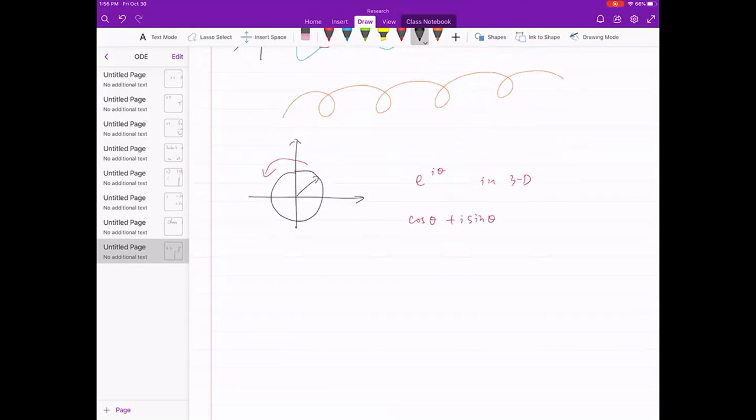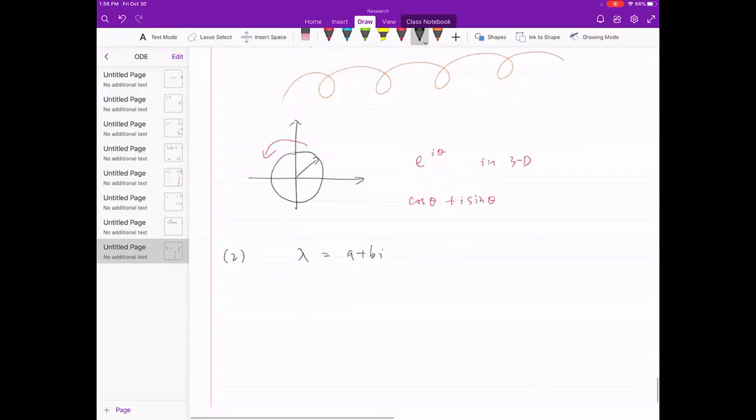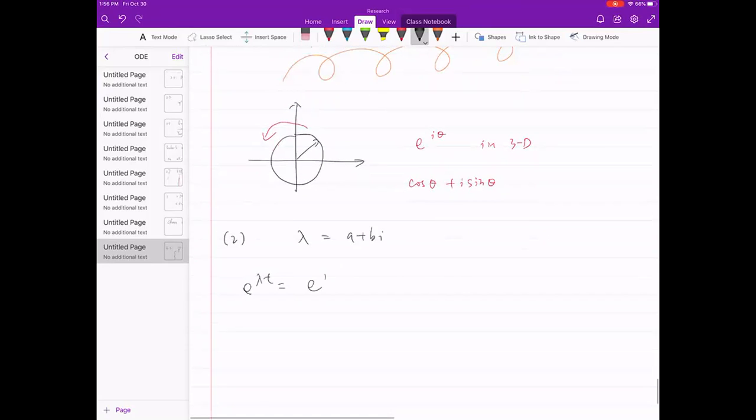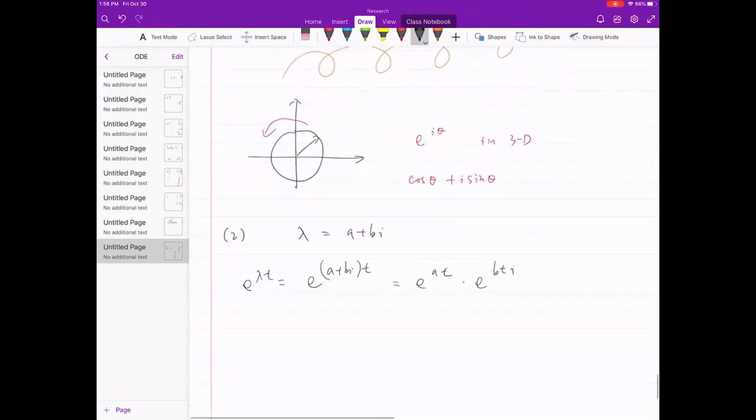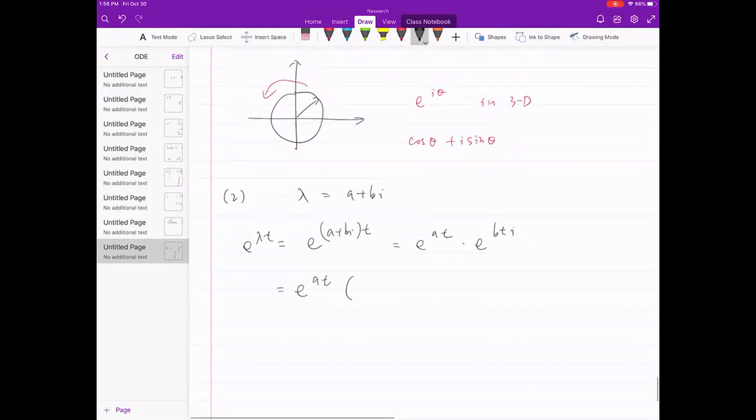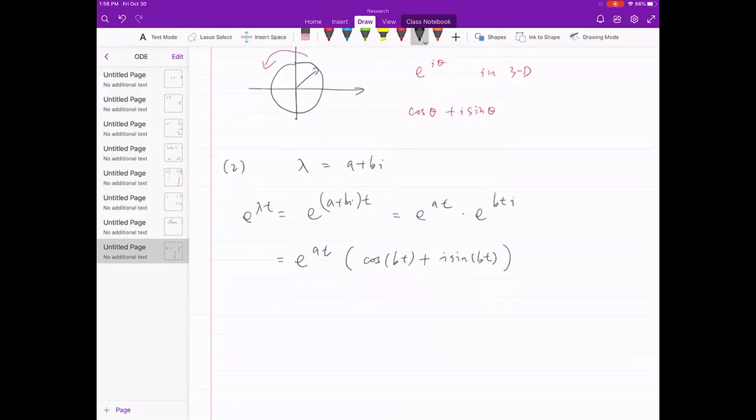So that's number 1. Number 2, then your e to the lambda t really becomes, hold on, let lambda be a plus bi. Then your e to the lambda t really is e to the (a plus bi)t, which is e to the at times e to the bti. I switch the order so you can see it's e to the at times (cosine bt plus i sine bt). That's the first decomposition. We have the real part and imaginary part.